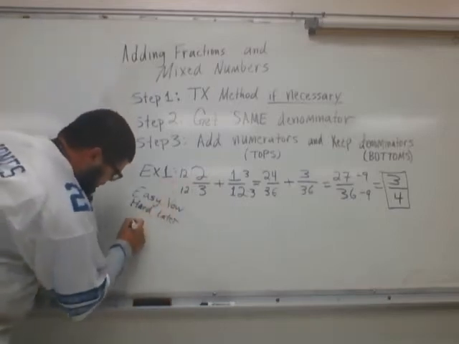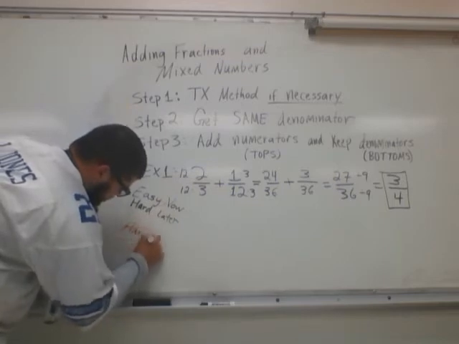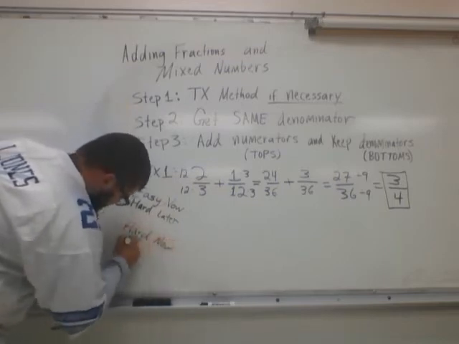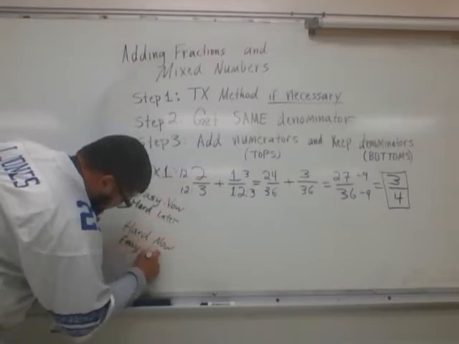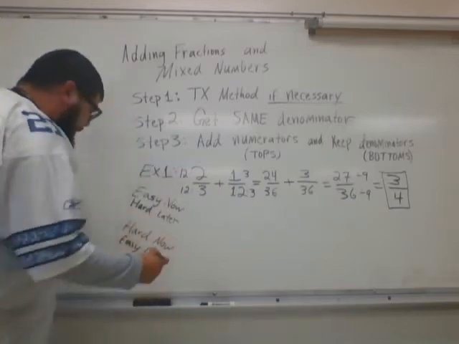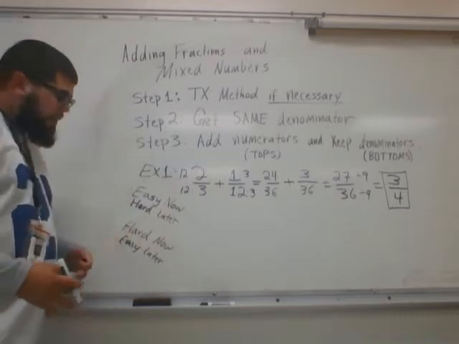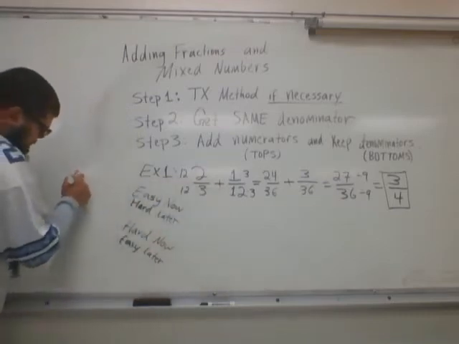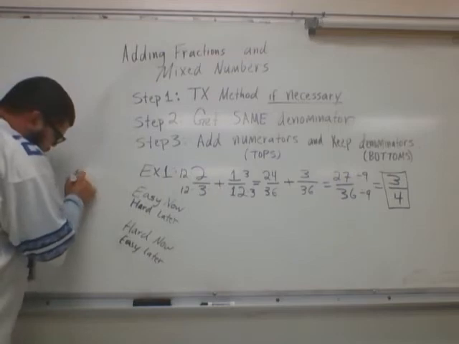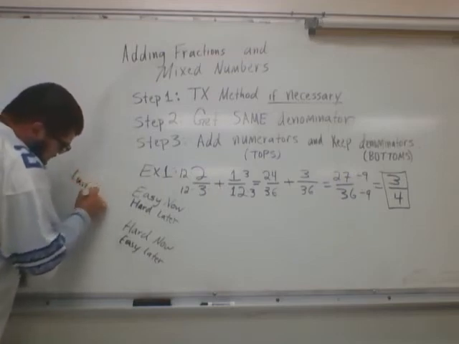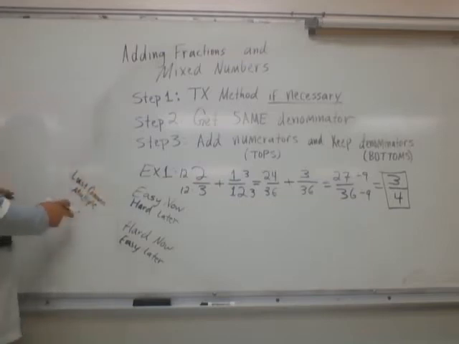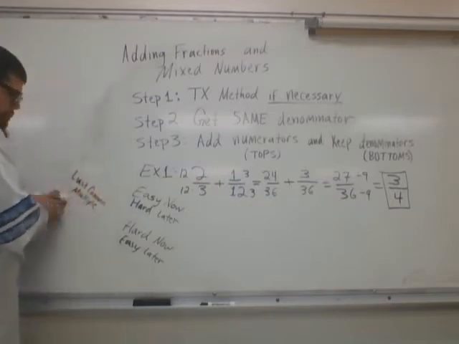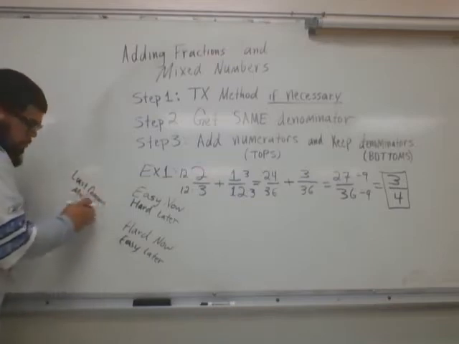This next one will be hard now, easy later. What I mean by that is we will need to figure out what the LCD is, the least common multiple, or the LCM. And what that means is the least number, the one that's common when we multiply.